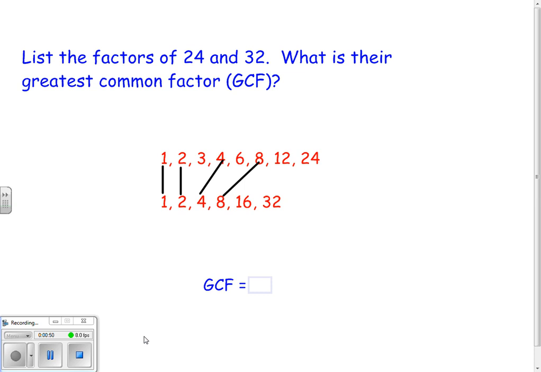A GCF is... So I've listed the factors of 24 on the top. Numbers like 1 and 24, 2 and 12, numbers that multiply by each other to get 24. And I listed the factors of 32 below that. So I drew lines between any factors that are shared, meaning that they both have it. And the largest number they have in common is 8. So the GCF of 24 and 32 is 8.